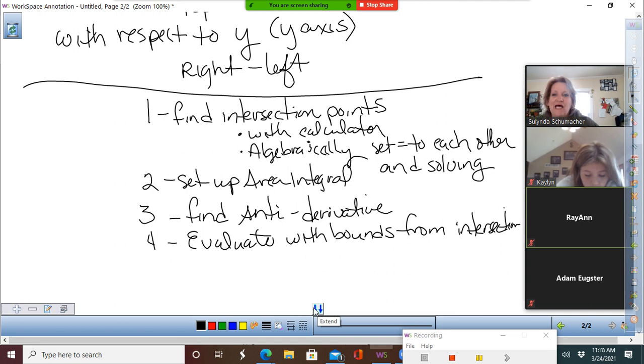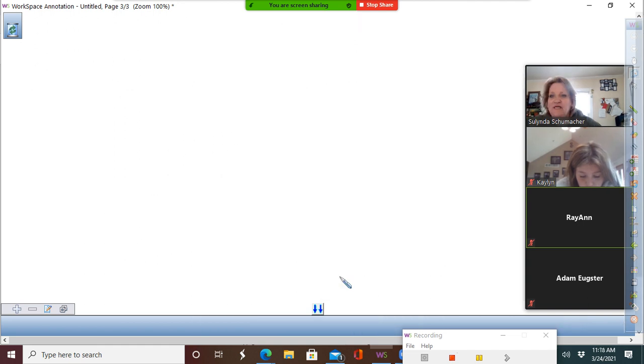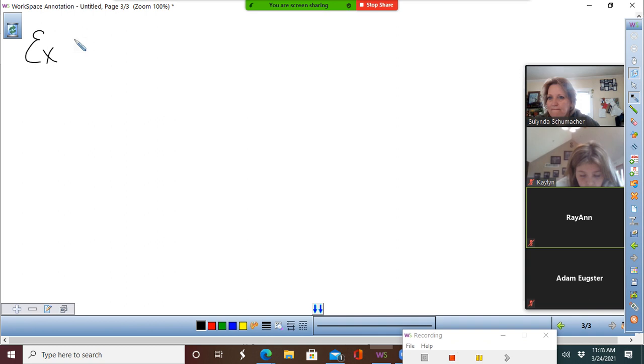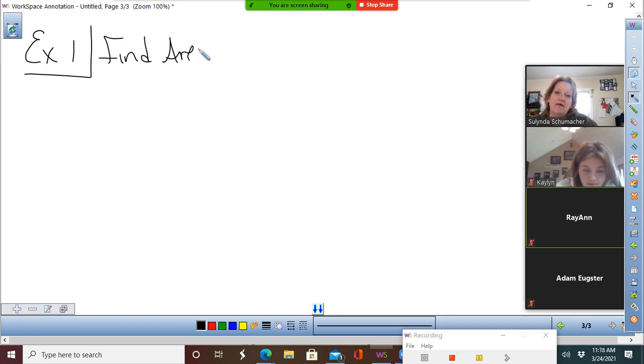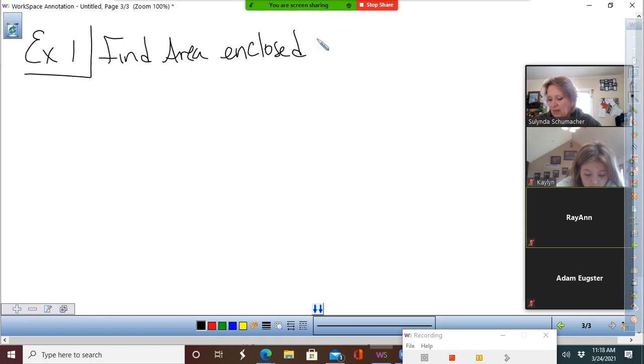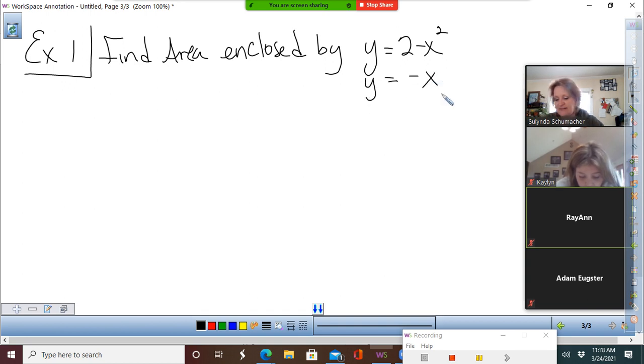Let's do example number 1 so you guys can get a better picture of what's going on, okay? So here's example number 1. Let's say I want you to find the area enclosed by y equals 2 minus x squared and y equals negative x. All right, so let me kind of draw you a picture of what that looks like.